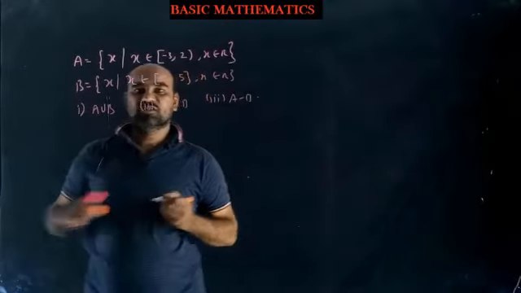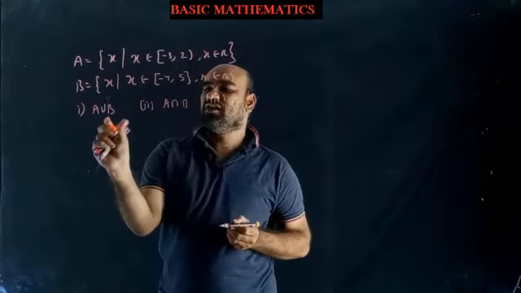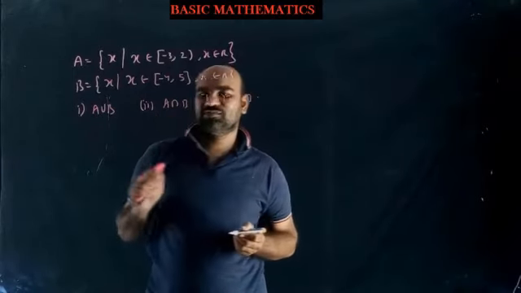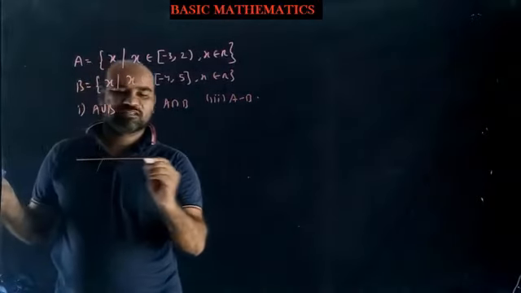Okay, so listen all of you. By using the number line only you can find the values of A union B, A intersection B, A minus B. That is the easiest way. First of all, draw the number line.